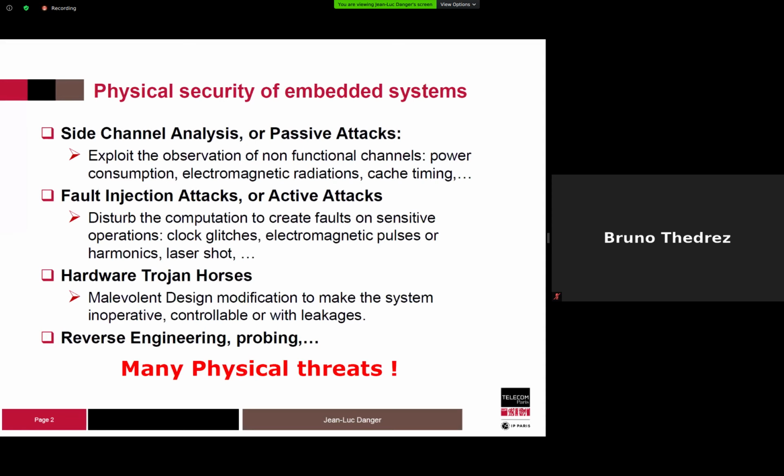Another type of attack is the hardware Trojan horse. This is, in fact, due to outsourcing the design or fabrication of the embedded system or the integrated circuit. You can easily insert a very small block of hardware inside your circuit. This can make the circuit inoperative or controllable, or with a limited performance level, or with leakage in order to extract sensitive information. And so you have classical attacks, which are reverse engineering attacks, probing attacks, and so on. So you have a lot of threats concerning the embedded system.